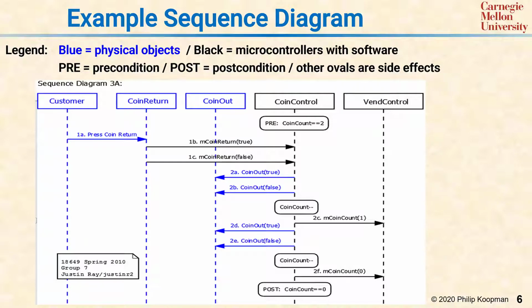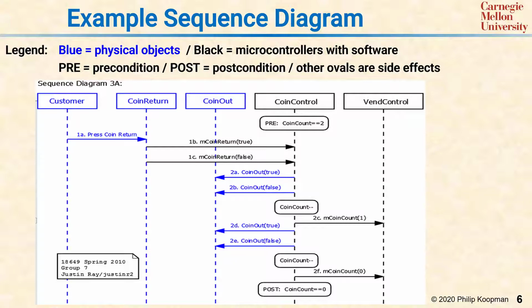The coin return button itself sends a pulse to the coin control, which dispenses 2 coins, the first one, 2A, 2B, which has a side effect of saying, all right, I used to have 2, I have 1 fewer coins now. After the side effect, coin control tells the vend control, by the way, I only have 1 coin now, because vend control keeps track of what the price of things is.